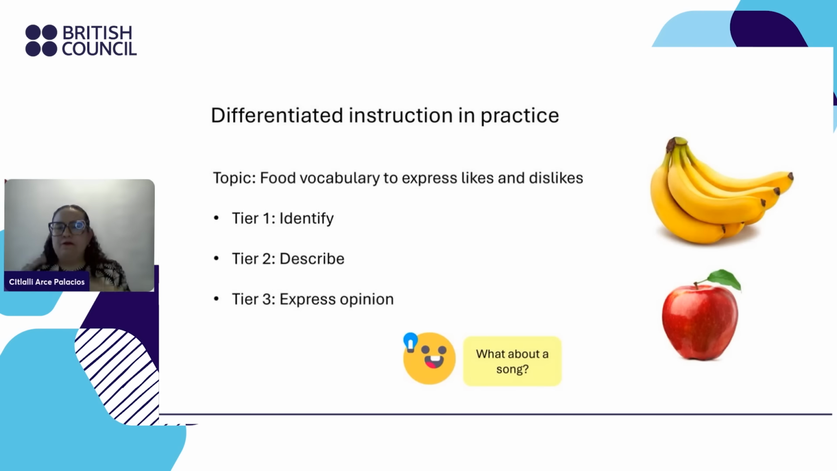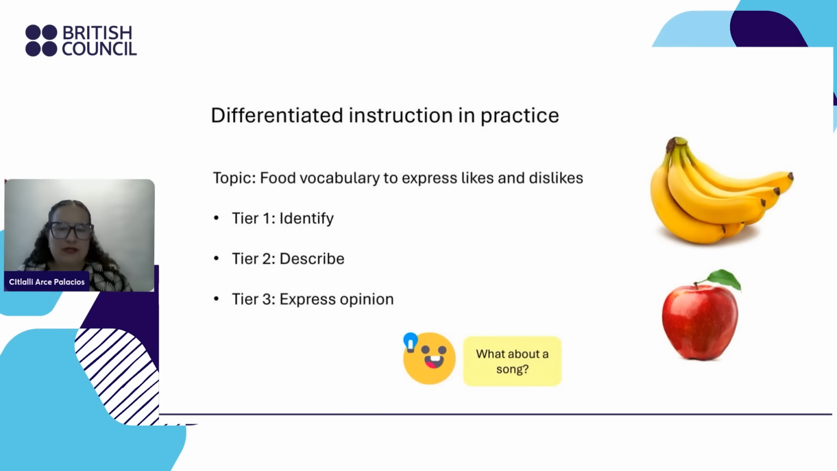Well, let's see some examples. So I thought about fruits. Let's imagine this for kindergarten level. So for example, we can have food vocab. The topic is related to food vocabulary to express likes and dislikes. So if we go back to the cake, the first one that has to be really scaffolded and really guided by the teacher is going to be to identify the vocabulary.